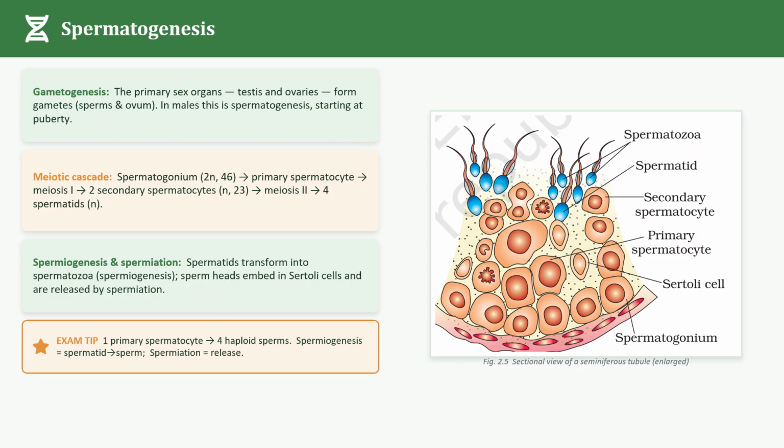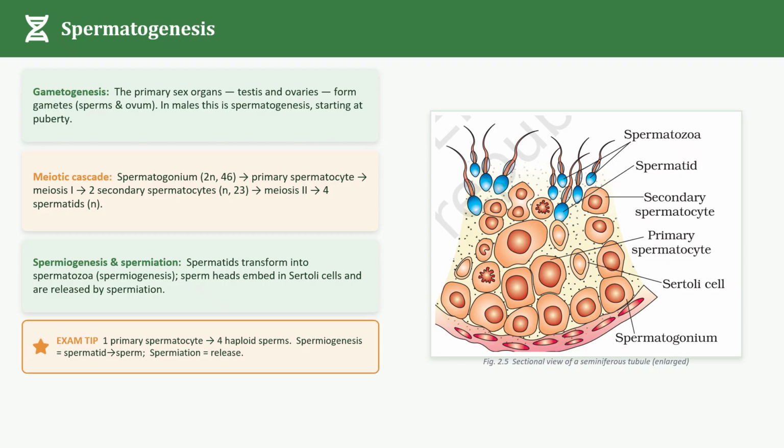So gametogenesis is the process of formation of male and female gametes, nothing but sperm and ovum, in the reproductive organs. So it includes spermatogenesis, that is the formation of the sperm in testes, and also oogenesis, that is the formation of ovum in ovaries. This topic is very important, children. Let's start with the gametogenesis.